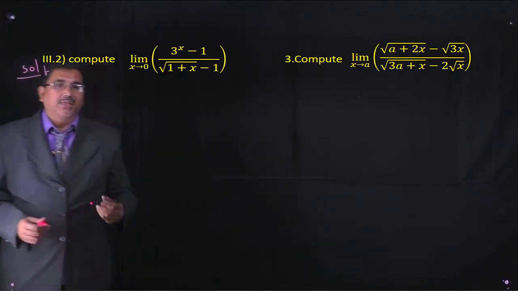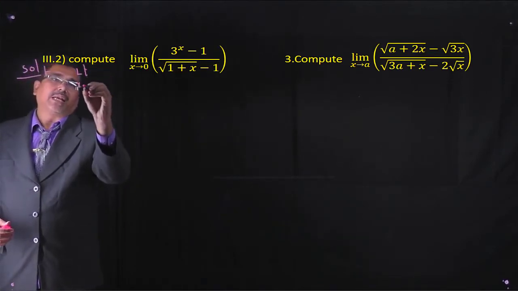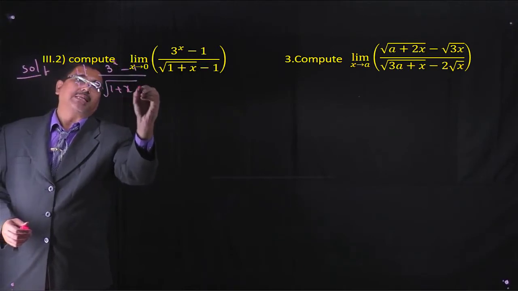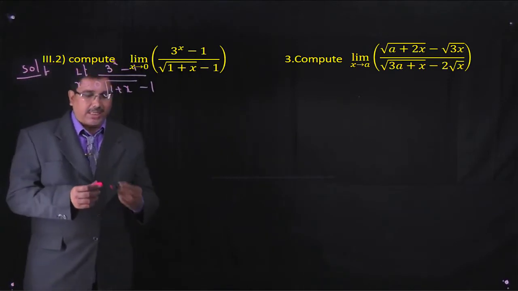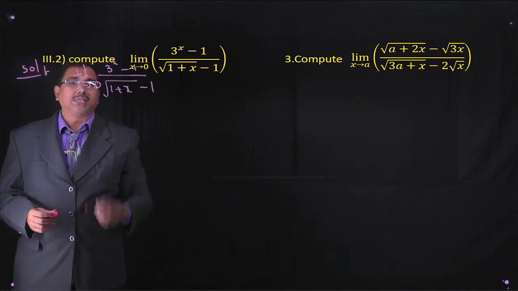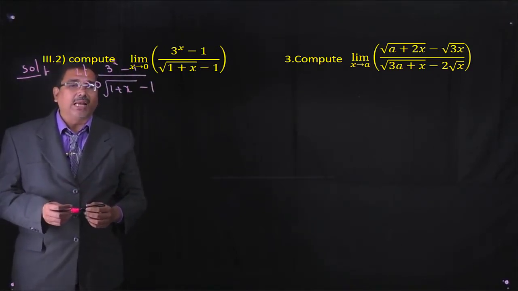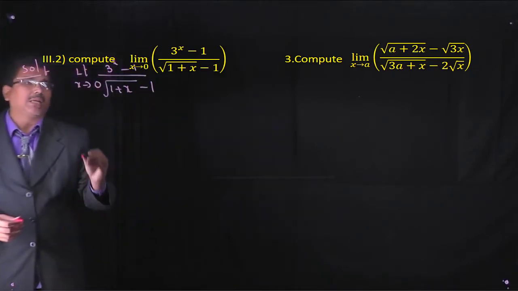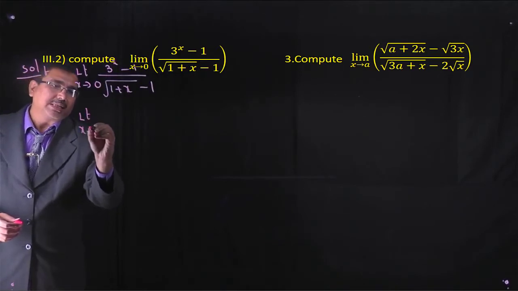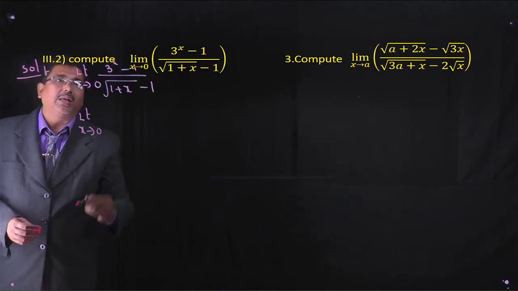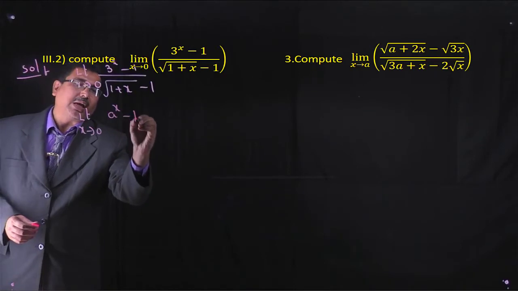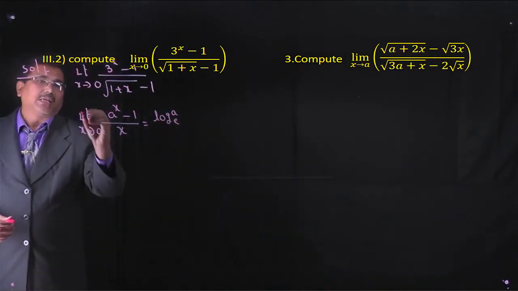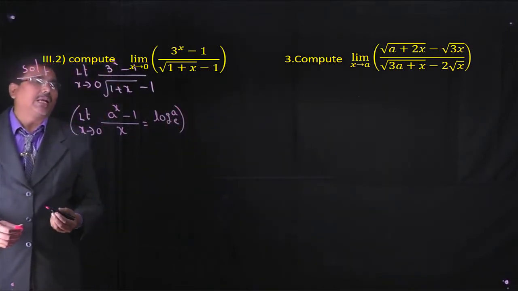Limit x tending to 0, (3^x minus 1) by (square root of 1 plus x minus 1). By substituting the limit, that is equal to 0 by 0 form, so that is an indeterminate form. Now how to find the limit value? This problem is related to the formula: limit x tending to 0, (a^x minus 1) divided by x, is equal to log a to the base e. Now this problem is converted to this form.